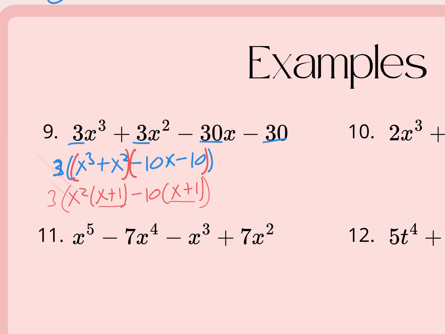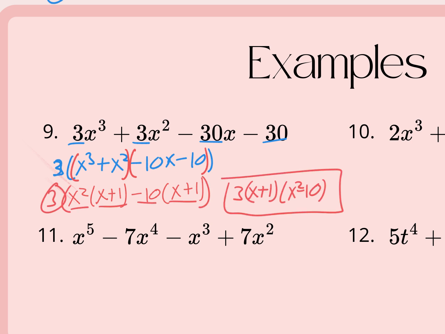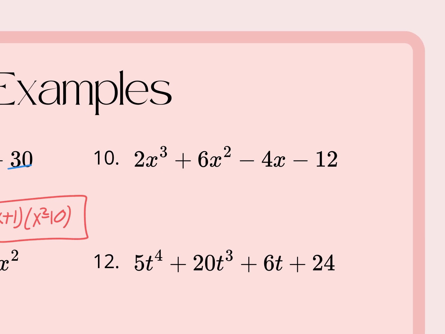Inside of my parentheses, the x plus 1 matches. And then x squared minus 10 becomes its own set of parentheses. And then don't forget about the GCF of 3 that we took out. So this would be your final answer. Same idea, just with one extra step in the beginning. All right, so I'll try the same thing with the next one.